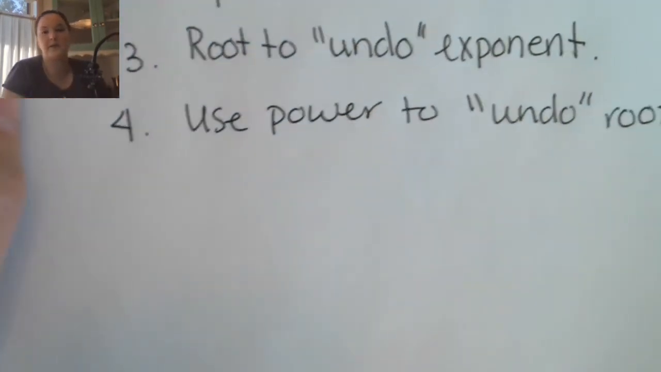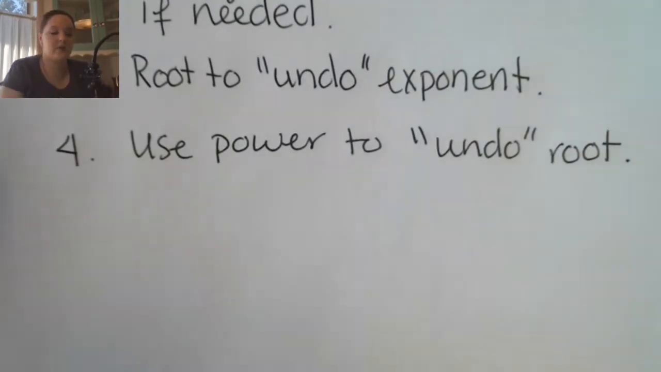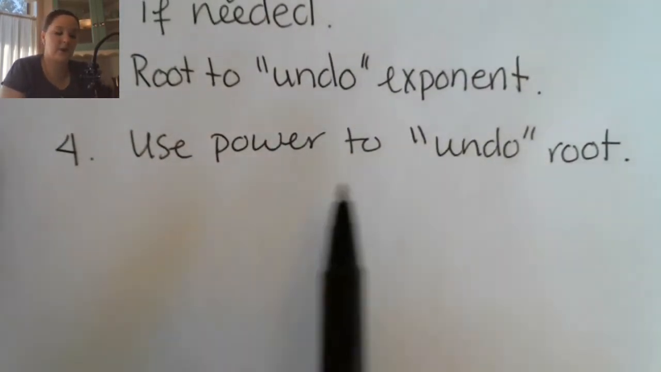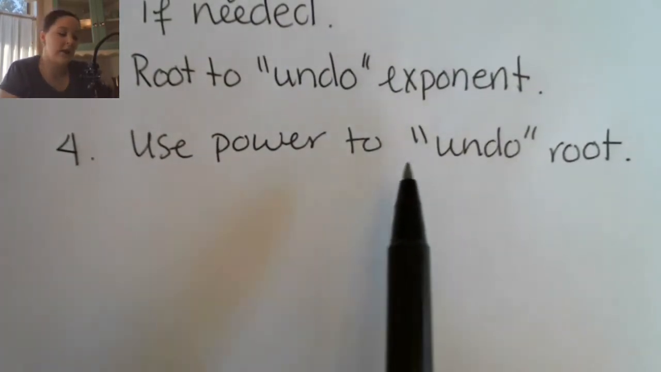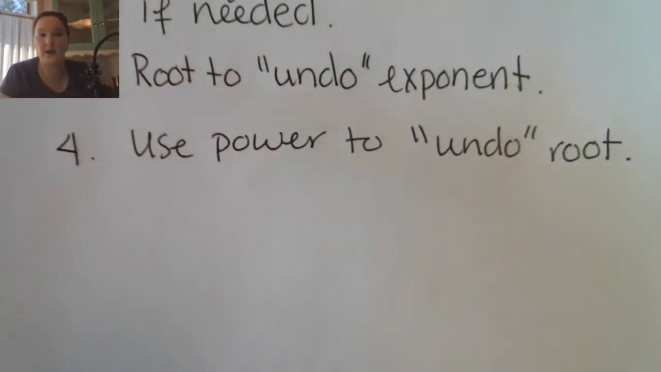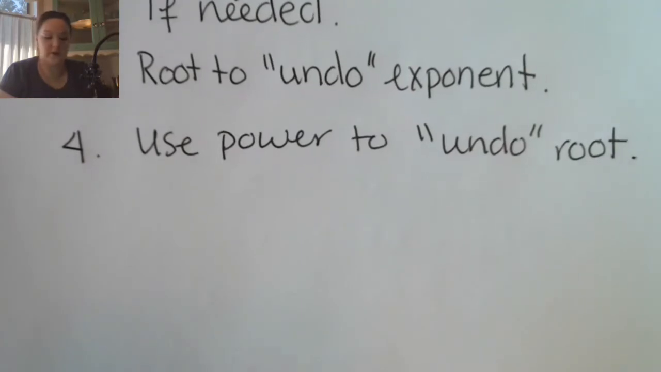Now we saw this in the square root equations, right? When you have a square root, you would square both sides. Now, if you have a cube root, you would cube both sides, fourth root, fourth power both sides. So we're just going to do it in that order. We're going to root first and then use the power. Then we're going to finish solving if that's necessary.